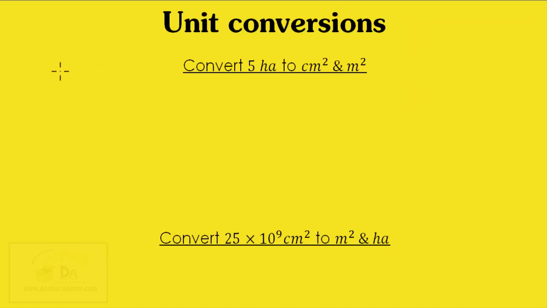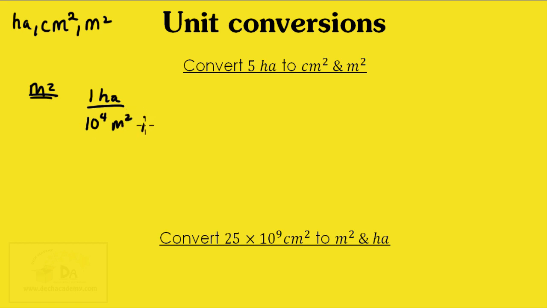You need to be able to convert between hectares, centimeters squared, and square meters. So here's a problem. It says convert 5 hectares to centimeters squared and meters squared. So let's start with meters squared. Like I just said, 1 hectare is equal to 10 to the 4 meters squared. Therefore, 5 hectares is equal to how many meters squared?